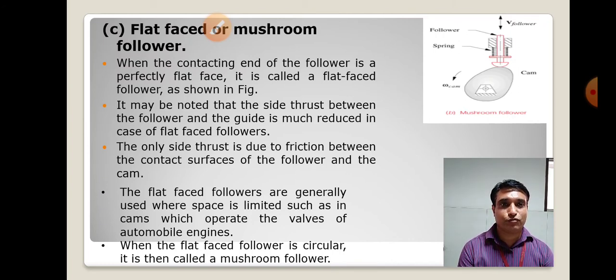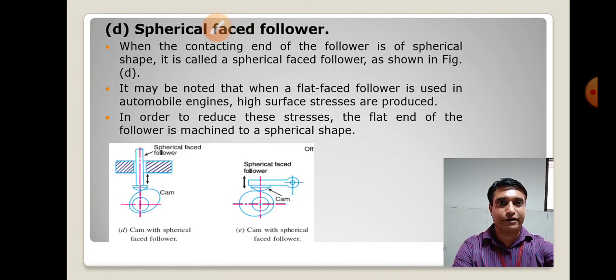When the flat-faced follower is circular, it is then called a mushroom follower. It means if we replace the flat-faced follower and put a mushroom follower, as we can see in the figure, it becomes our mushroom follower. So more or less flat-faced and mushroom followers are similar to each other, but the geometry is different.